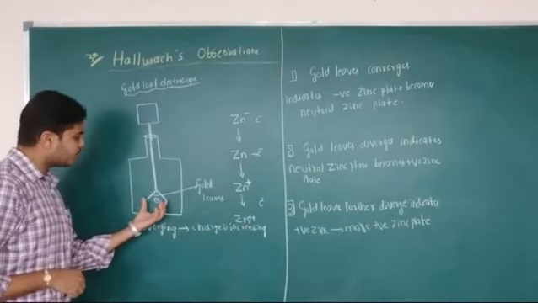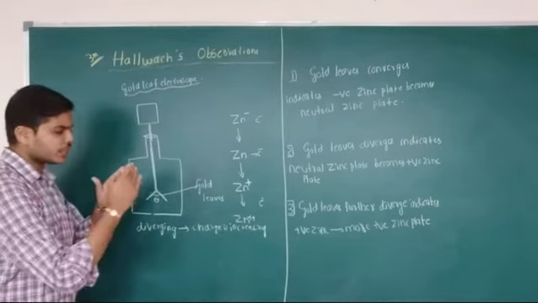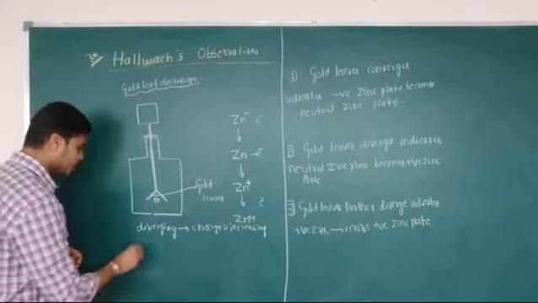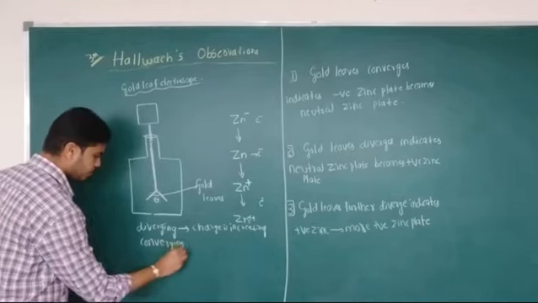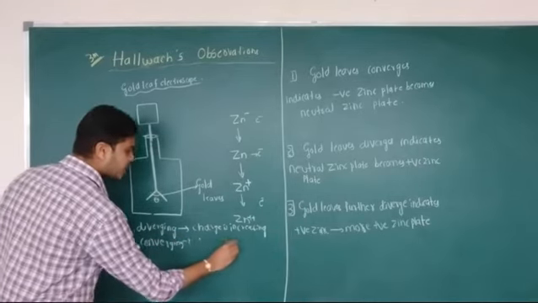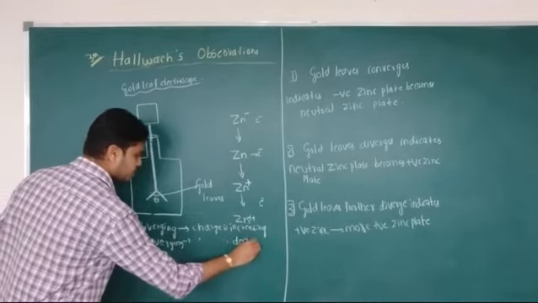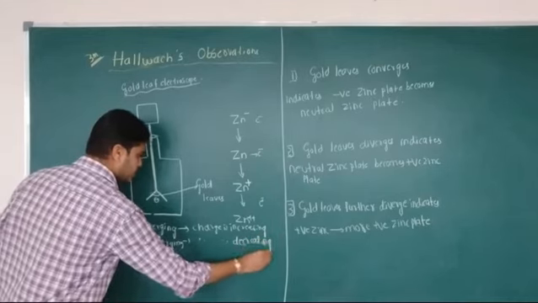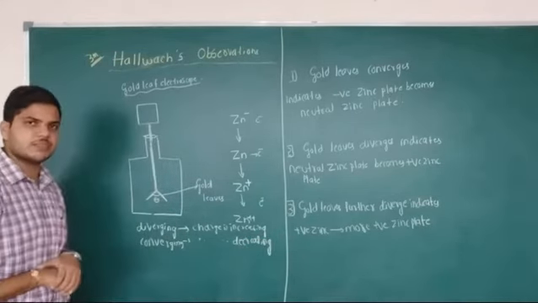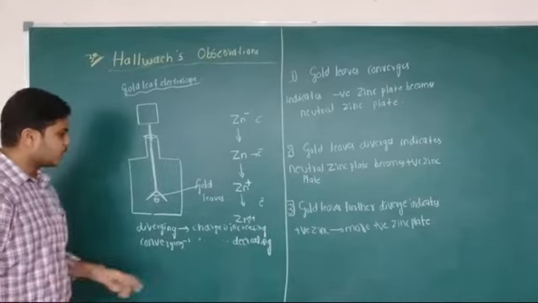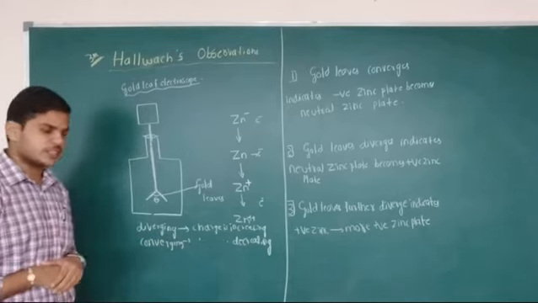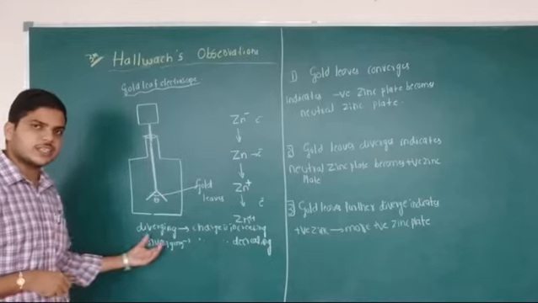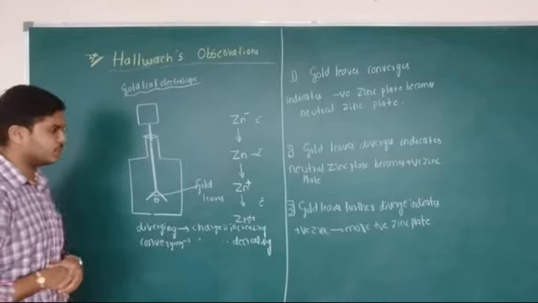If the gold leaves are converging, meaning they are coming closer to each other, then the charge on the body is decreasing. These are the two basic things we must know. Divergence indicates the charge on the body is increasing. Convergence indicates the charge on the body is decreasing.